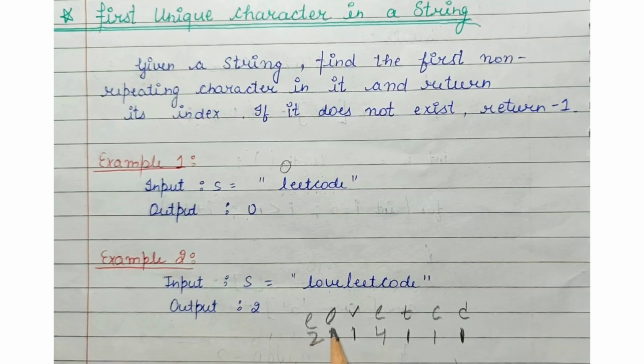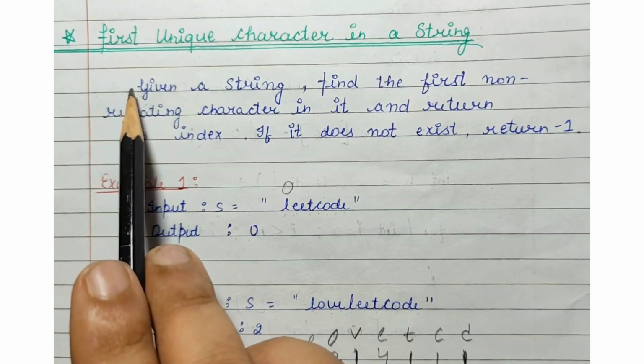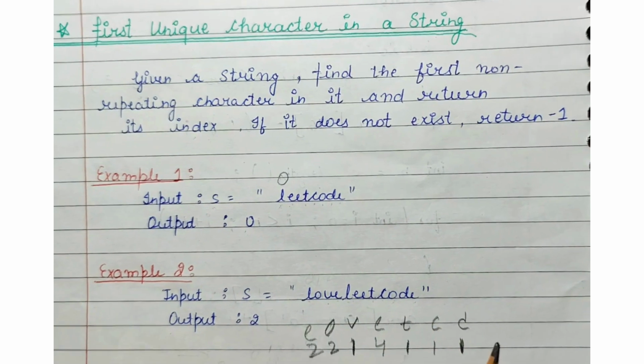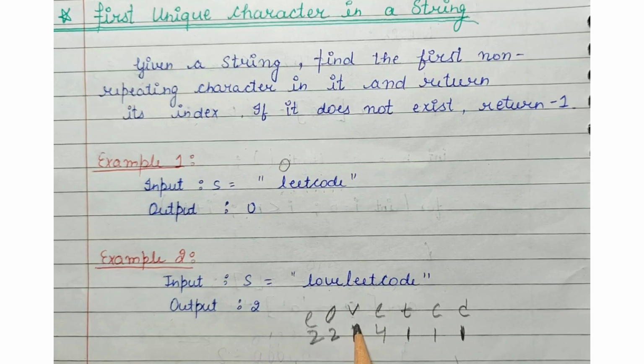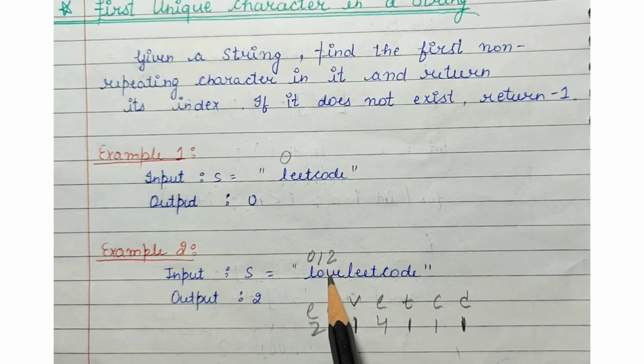Now after calculating the frequency, we have to return the index of a character that has frequency 1, that is repeated only a single time. So we have to find the first unique character in the string. The first unique character is V, so we have to return the index of V. The index of V is 2, so that's why in the output 2 will be returned.